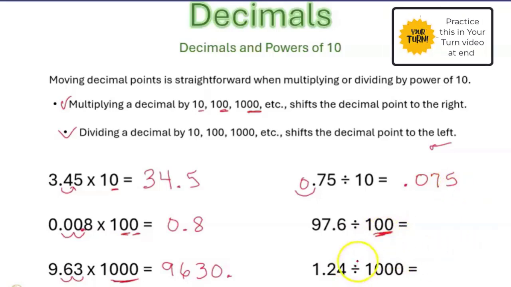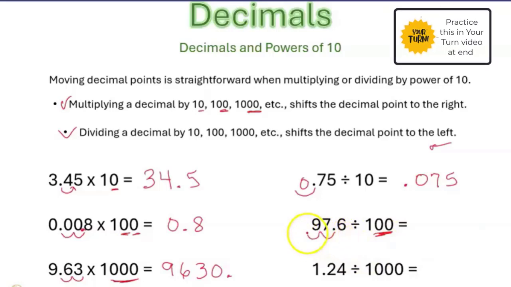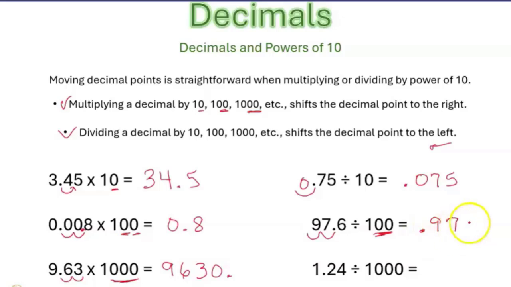Here we're dividing by 100, so we would go 2 places. So the answer would be 976 thousandths. A lot of people like to put a 0 in the ones place. You don't have to, but you can. It does not change the value of the number. Just like over here, if I would put a 0 after 9,630, it doesn't change the value of the number because it's after the decimal point.